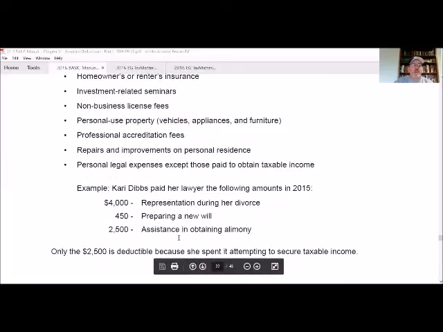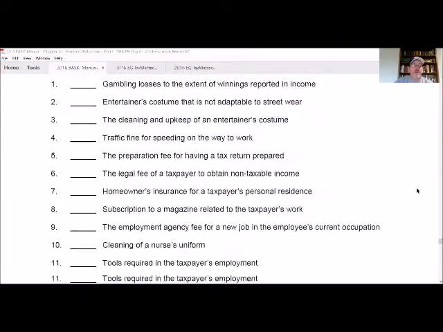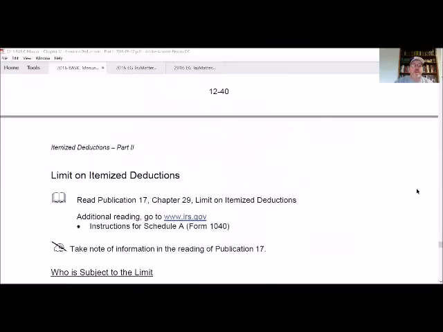Again, at the bottom here, there's a great example. Carrie had paid her lawyer in the amounts of in 2015. These are what she paid, and you can see that they could designate $2,500 as deductible because it was assistance obtaining alimony. Representing her for a divorce, that fee does not count. Okay, so that's everything that's on there.